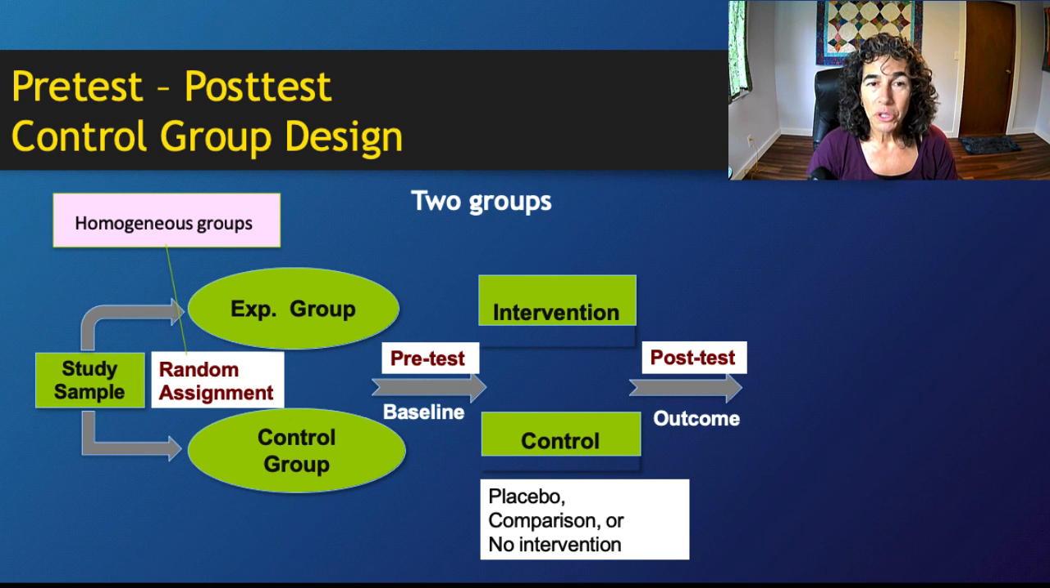This is a visual of the pretest, posttest control group design. And notice that there's the study sample. Homogeneous groups means that they are like on the measures that are important. There's random assignment to an experimental group or a control group. Then there's a pretest, so we measure some aspect of behavior or skill and get a baseline. Then we do intervention, and the control group either receives a placebo, comparable intervention, or no intervention at all, again, depending on the ethics of the situation. And then we have a post-test, which gives us our outcome.